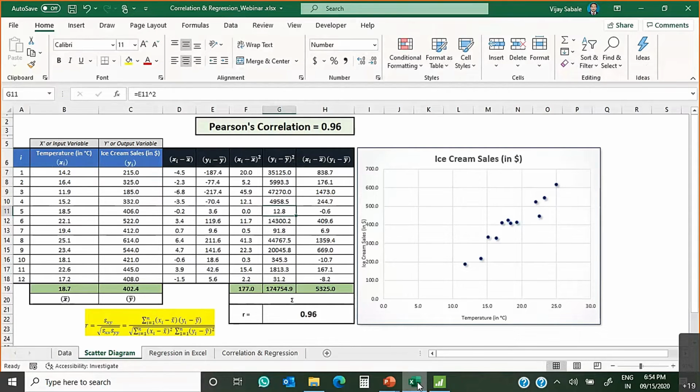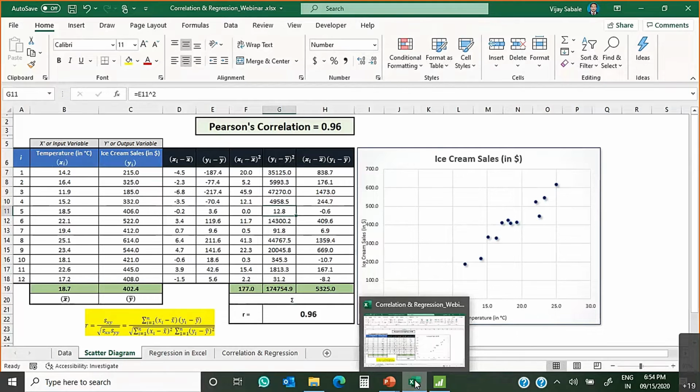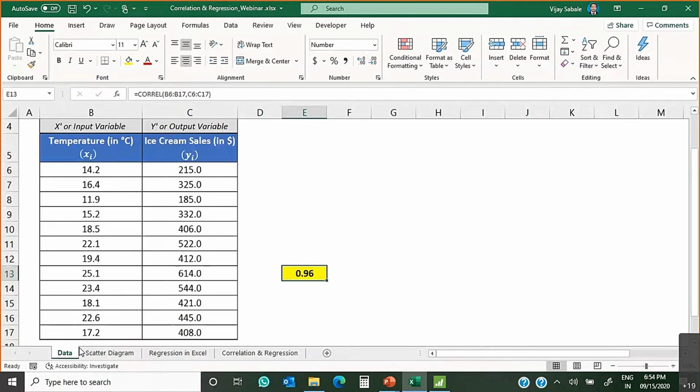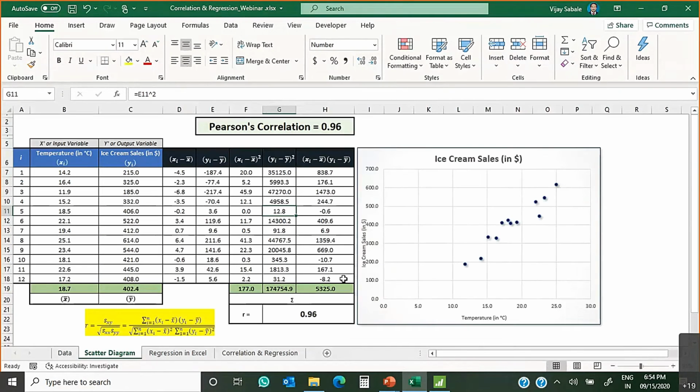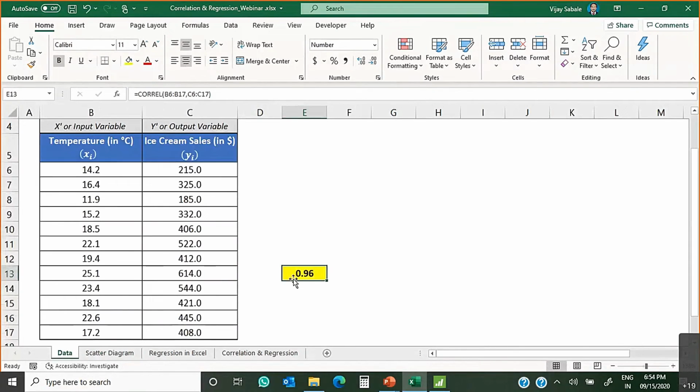But instead of that, if you are using Excel, you can easily identify the correlation coefficient directly using this formula. If you go into the detail using the formula again, you will get the same value. That's 0.96, right? It's 0.9575, and that will be the same value you get here. Okay? We can say 0.96.